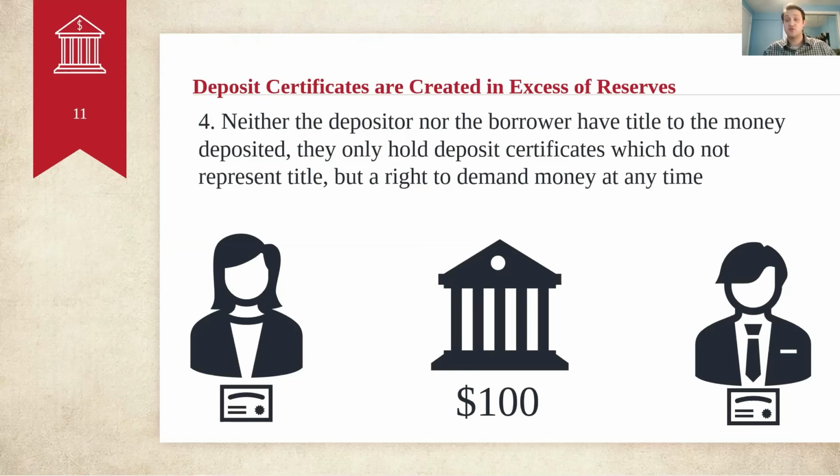Since deposit certificates do not represent title to property held in the bank, neither the depositor nor the borrower can be said to have title to the money in the bank, as both of them only hold deposit certificates. In this case, the banker has title to the $100, which was transferred to him upon the initiation of the original deposit contract, and once again, no double title to property emerges.